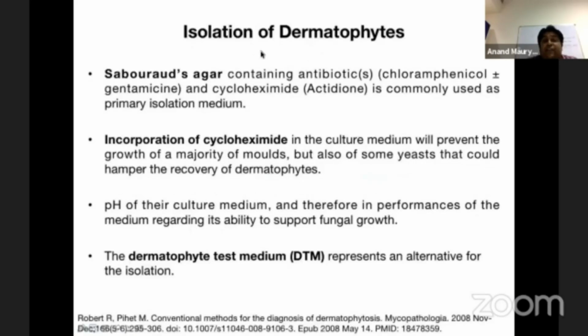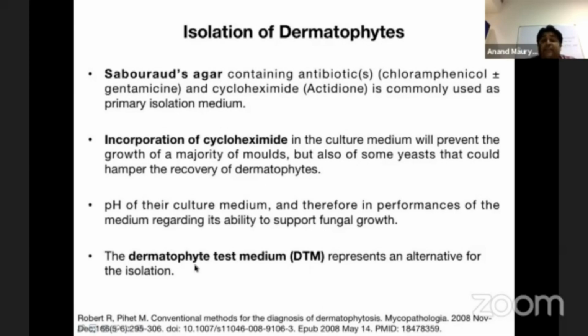Now, isolation of the dermatophyte. There is SDA containing the antibiotics chloramphenicol, gentamicin and chlorhexidine. Actidione is commonly used as the primary isolation medium. There is incorporation of cycloheximide in the medium, which prevents the growth of the majority of molds and also some of the yeasts, and does not hamper the recovery of the dermatophytes.